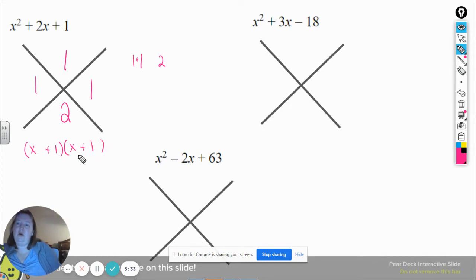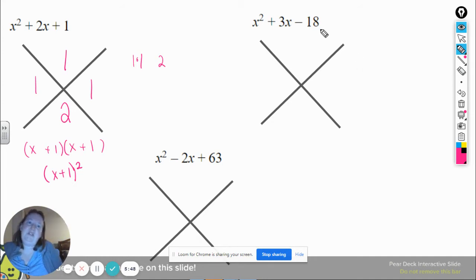Okay, now look at this. There's another way to write that, which would be x plus 1 and then put a square outside of it. So know that these are both your answer, and it could be written either way.